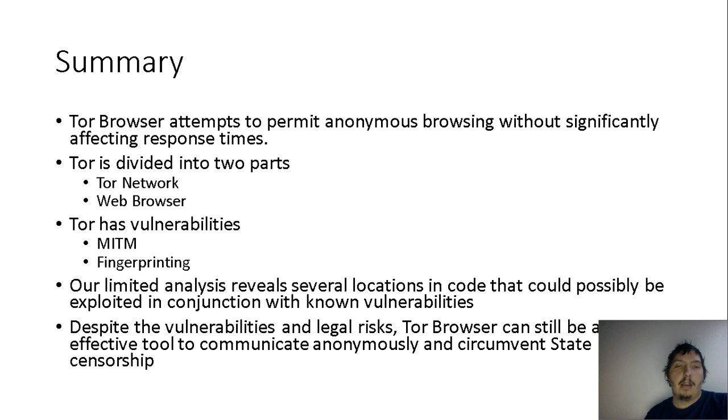As I said before, Tor Browser attempts to permit anonymous browsing without significantly affecting response times of the application. Tor is divided into two parts, the Tor network and the web browser itself. It has vulnerabilities, man-in-the-middle attack and fingerprinting. And I've discussed some of the ways that Tor Browser defends against these. My limited analysis just shows some places in code that could be exploited, especially in conjunction with some of these known vulnerabilities.